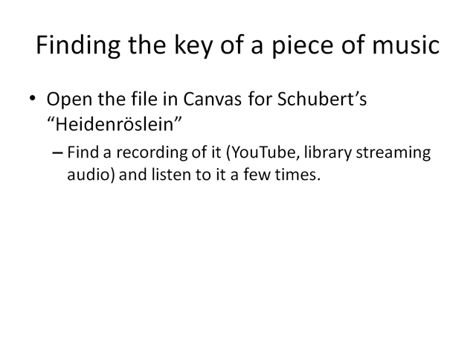First, take a minute to open the file in Canvas for Heidenröslein by Schubert, and go online either to YouTube or the library's streaming audio collections and listen to it a few times so you're familiar with how it goes. I've also provided a link to a translation of the text so that you can understand what they're singing about.